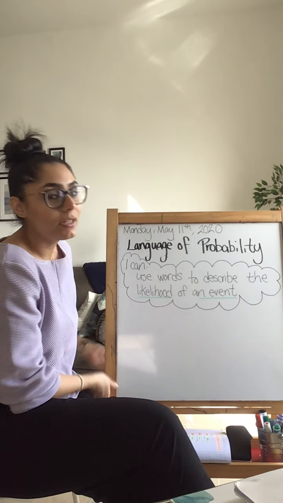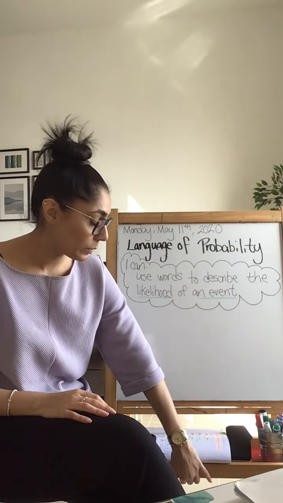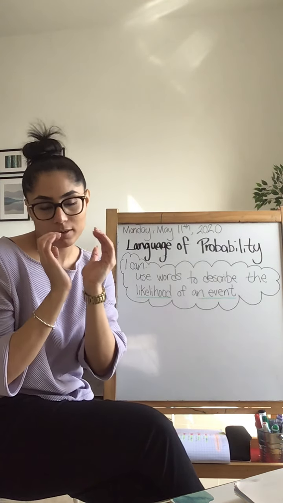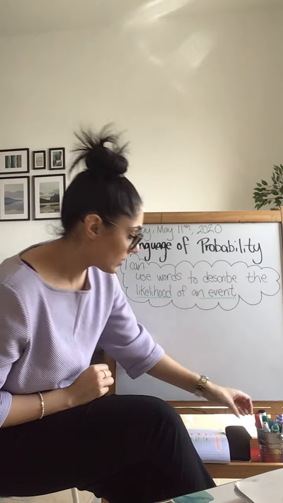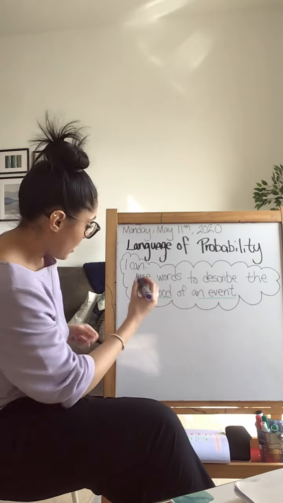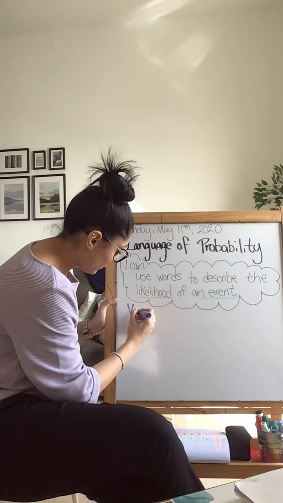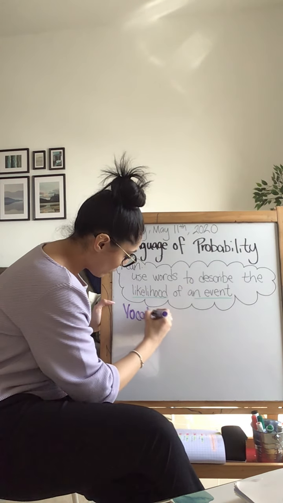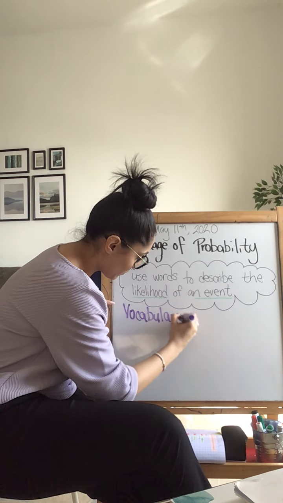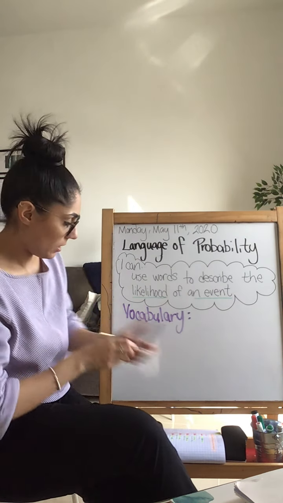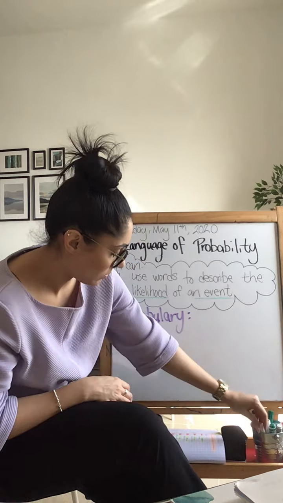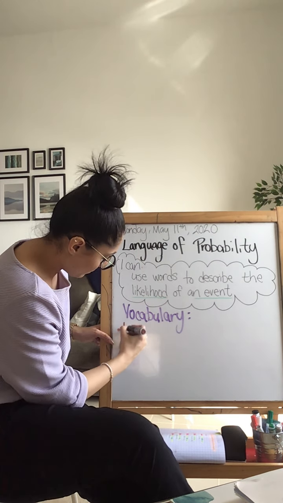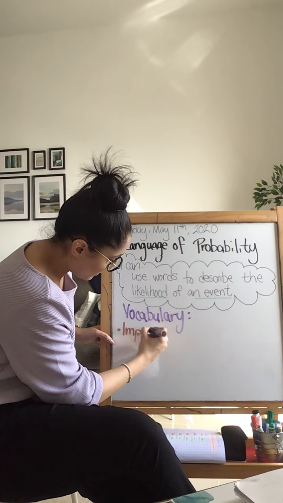There are 5 very, very important terms we need to know. Let's go through them. And they're basically in 2 groups. The first group is 3 words, and then the second group is 2 words. So let's look at them. Let's get this one out. So, vocabulary. This is sort of like your mini dictionary for math. Vocabulary. Okay, and I'll number them. So, or maybe I won't number them. So I've got, first one, impossible.